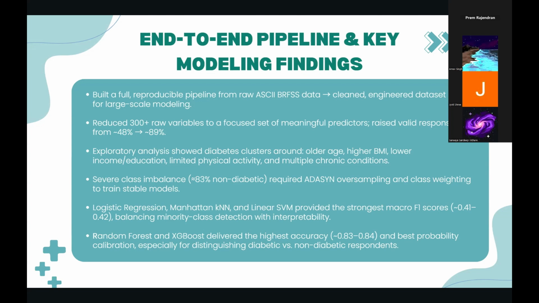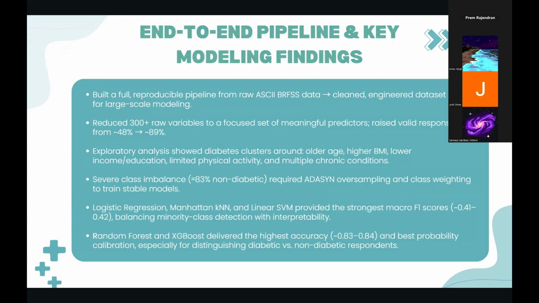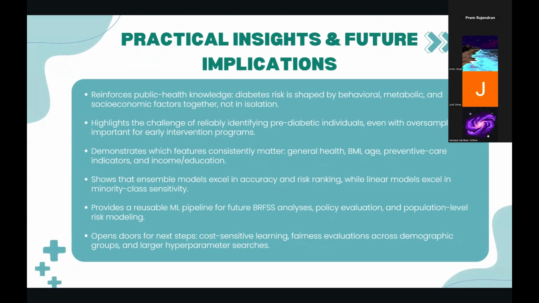Due to the severe class imbalance, especially the small pre-diabetes group, we had to use ADASYN oversampling and class-weighted losses. Even then, the borderline class remained the hardest to separate. Across models, logistic regression, Manhattan KNN, and the linear SVM gave the best macro F1, while random forest and XGBoost gave the best accuracy and ROC AUC. Together, these findings show how different model families trade interpretability, sensitivity, and raw predictive power.